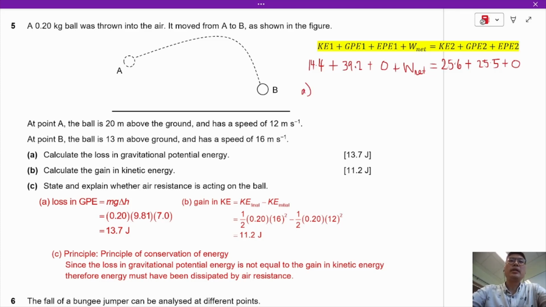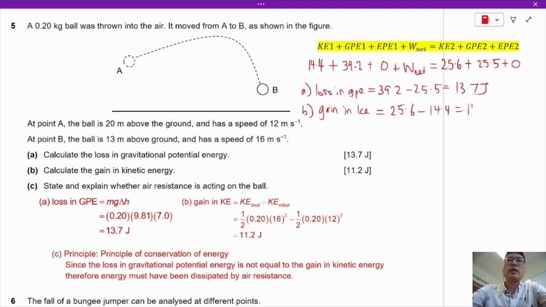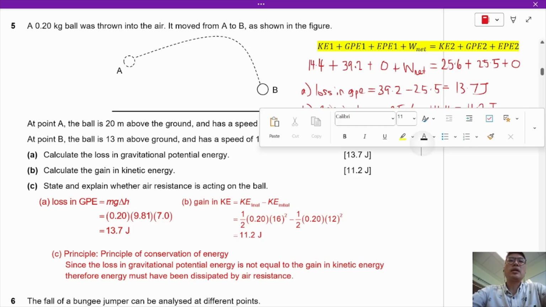So what about part A? Let's calculate the loss in GPE. The loss in GPE will be equal to 39.2 minus 25.5, which is 13.7 joules. What about the gain in KE? The gain in KE would be 25.6 minus 14.4, which is 11.2 joules. Now, do you see that there is actually air resistance acting on the ball, because the loss in the GPE is not equal to the gain in KE? So what is the work done by the air resistance?